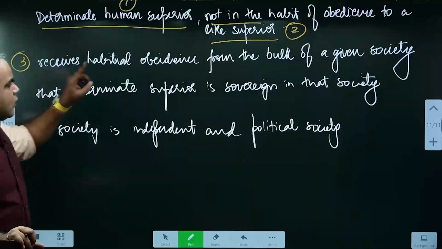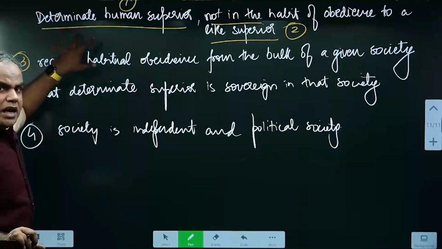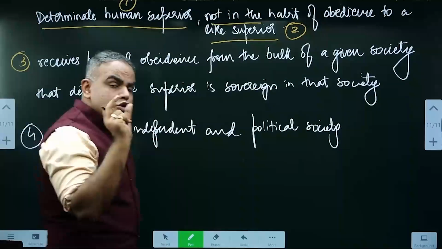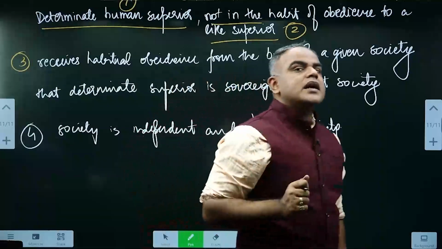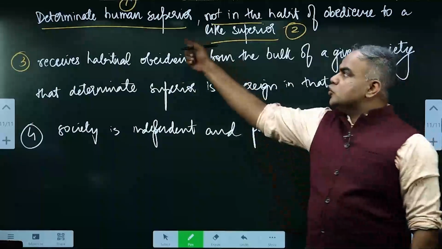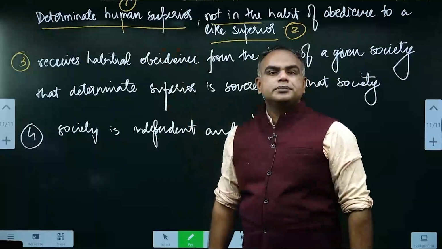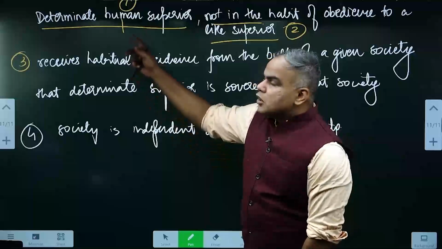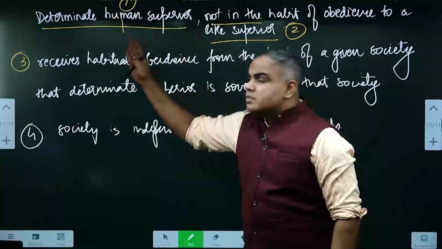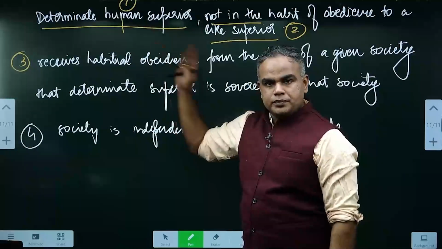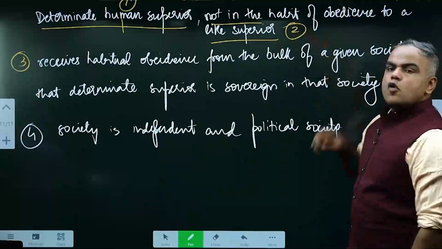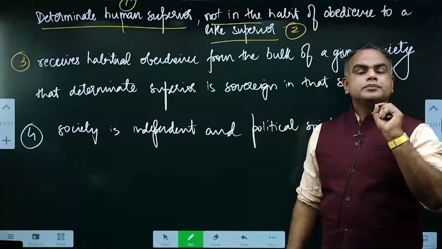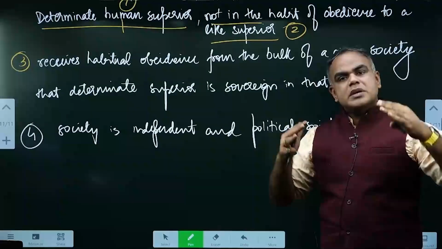Now, one more thing. When I say determinate human superior, it means sovereignty must be clearly defined. Who is the sovereign? Is it a king? Is it a dictator? Is it the constitution or the laws? Who is driving such actions? Determinate human superior, one. Not in the habit of obedience to a like superior. So simply, the state does not obey anybody else. The state is supreme in its own sense.